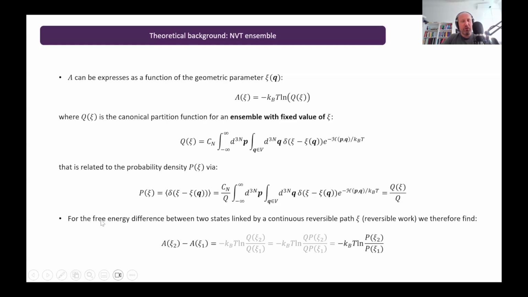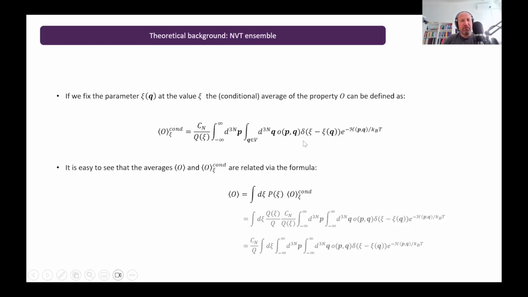It is also useful to express the free energy difference between two states linked via a continuous reversible path. Again, call it psi. Imagine we want to compute the difference in free energy between two states with fixed value of psi. This is, by the way, nothing but the reversible work needed to shift the value of psi from value 1 to the value of 2. Now, using this definition and combining it with these two formulae, it's easy to show that this difference can be expressed in terms of probability density.